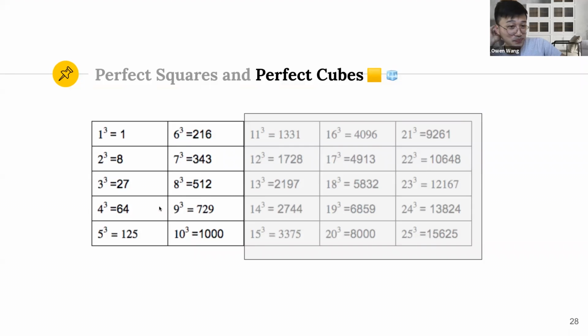Next slide. I found another square and cube. Oh, there's another one? One. Okay, the easiest one. Shout out there.